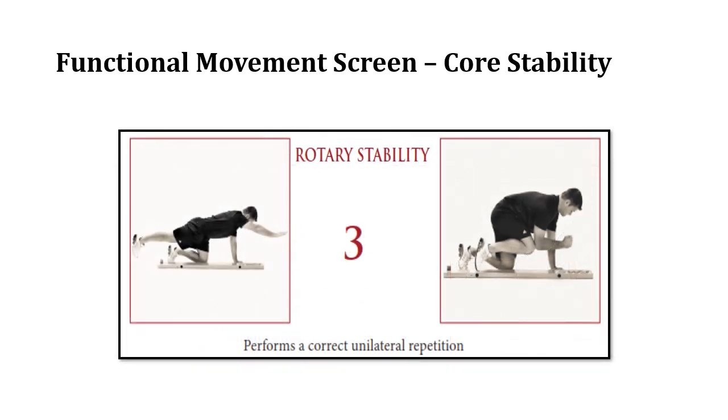Rotary stability is performed correctly where they are straddling the board. They maintain contact with their foot, their knee, and their opposite thumb. They fully extend, come back together, tap their elbow to their knee, re-extend, and come back to the starting position without a loss of balance and without excessive asymmetry or weight shift.